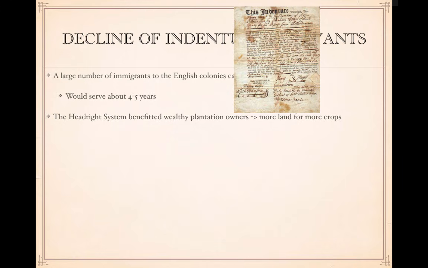Now that gave these plantation owners more land, which could then be used to grow more crops, which could then be used to get more money, to buy more land, to get more labor, to grow more crops, and again and again and again, it's this cycle.